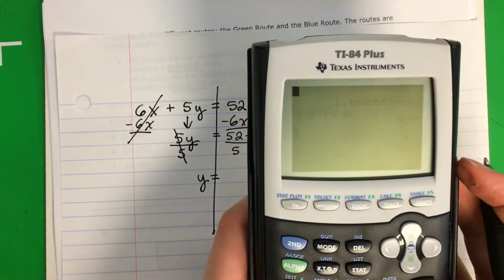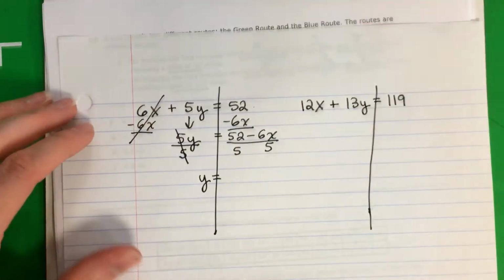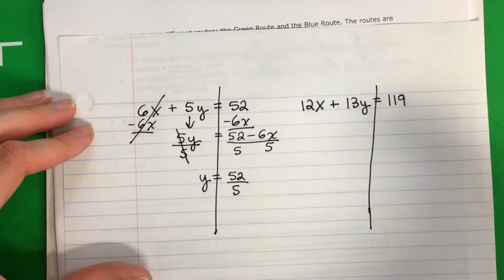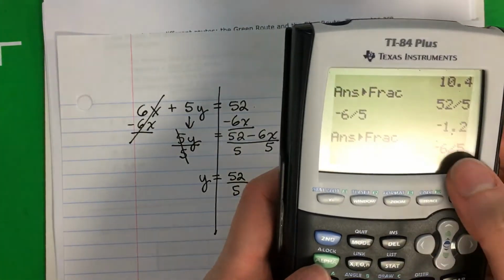Let's put that in the calculator. It's the same. And negative 6 divided by 5, the same.